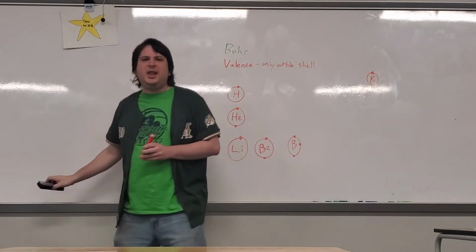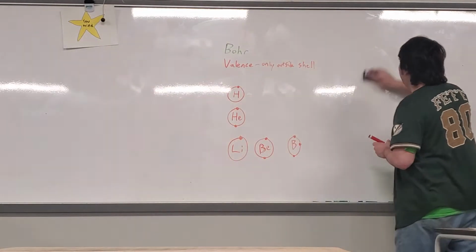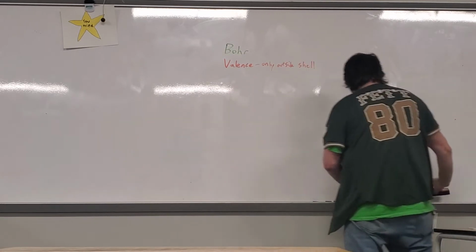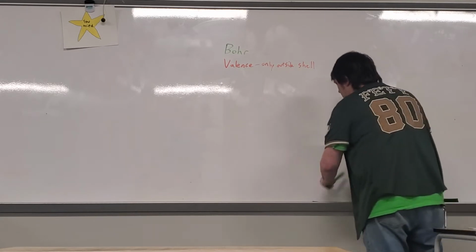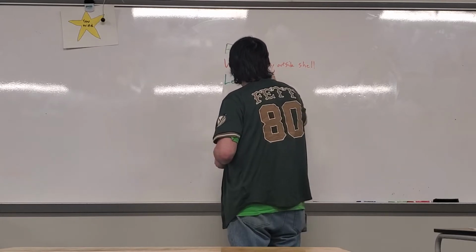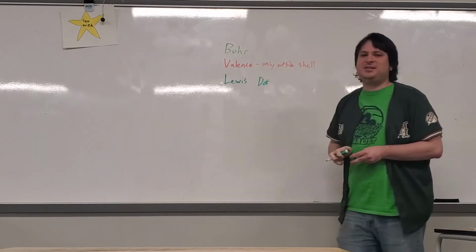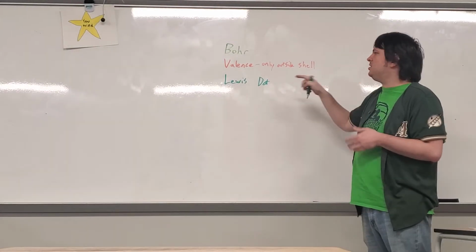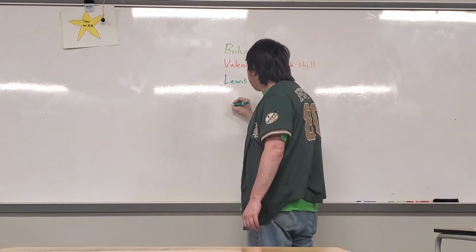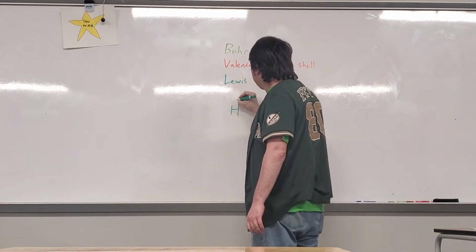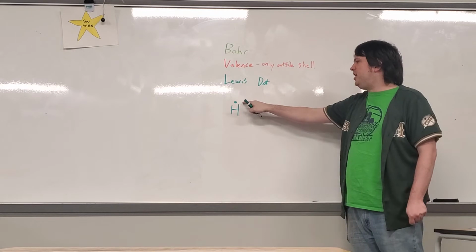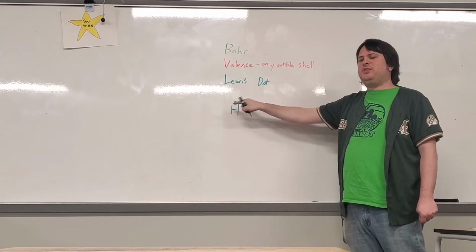All right, let's move on to something else. Let's look at Lewis dot structure. This is building directly off those valence electrons. But this removes the circle. So for this, hydrogen has one valence electron, but you remove those shells on the outside and only put the dots.